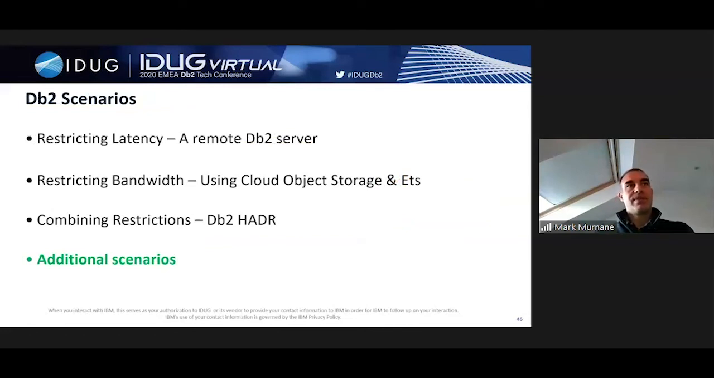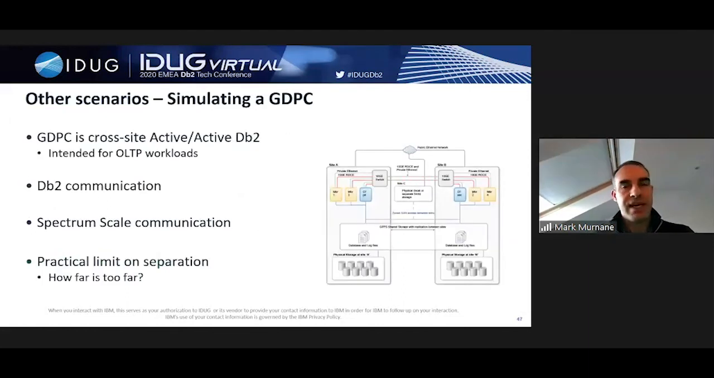So that represents the three core scenarios that I wanted to cover. But there are other scenarios that we can apply this in. So I've mentioned Db2 pureScale Stretch Cluster, or GDPC, Geographically Dispersed pureScale Cluster, a number of times. So GDPC is a cross-site active-active Db2 instance intended for transactional workloads.